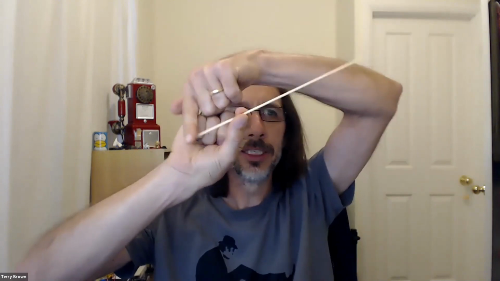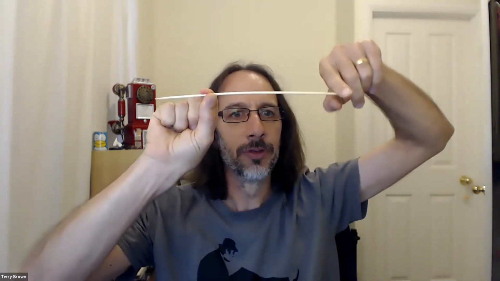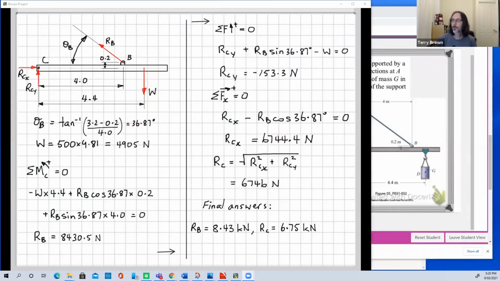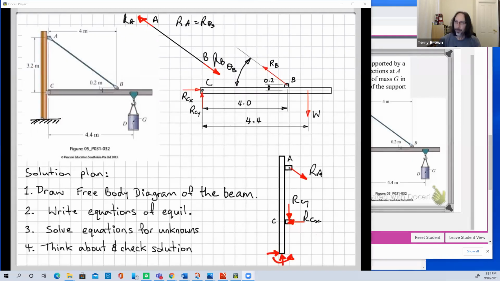Yeah? So cable's up here, weight's down here, right? I've got to have a force out here. Force has got to be going down. So if you go through to my solution, you can see RCY comes out negative. Yeah, so here we can see RCY has come out negative.